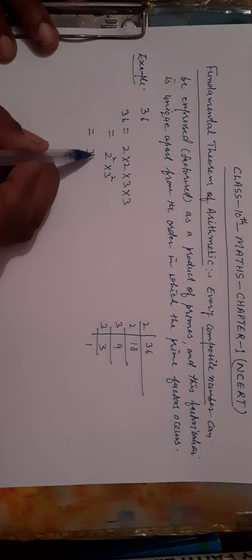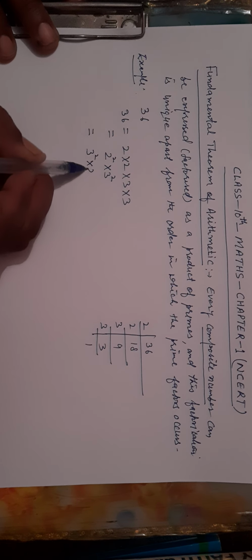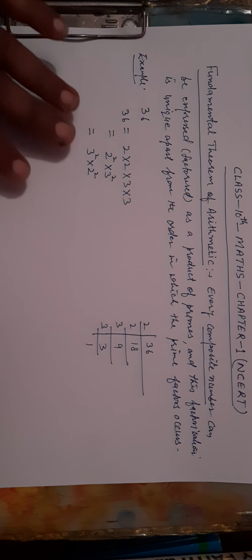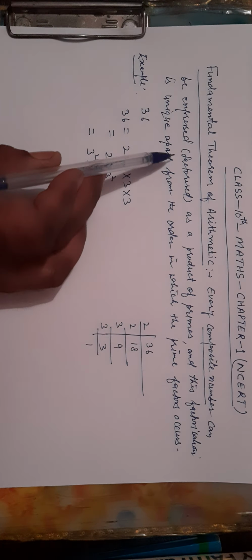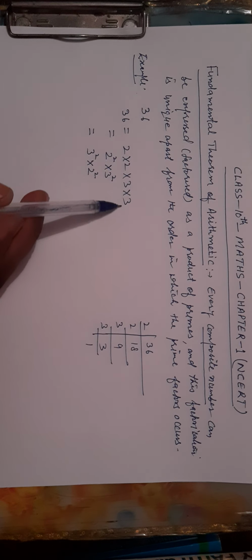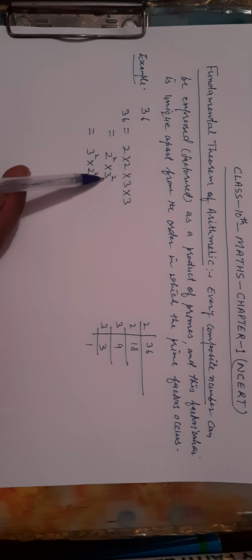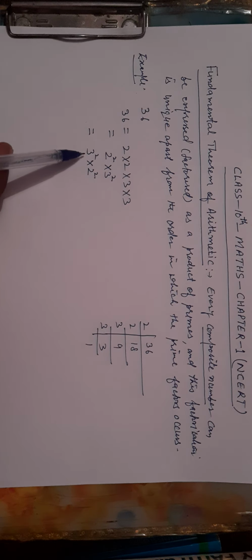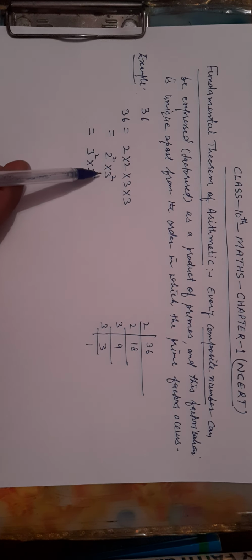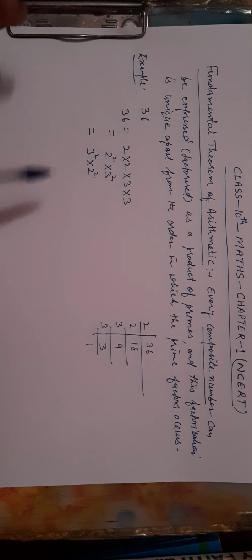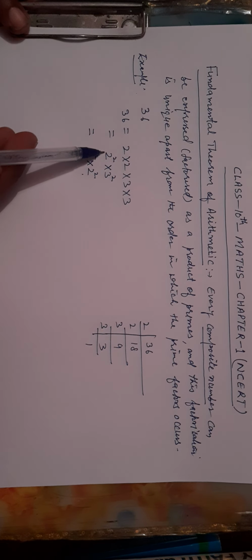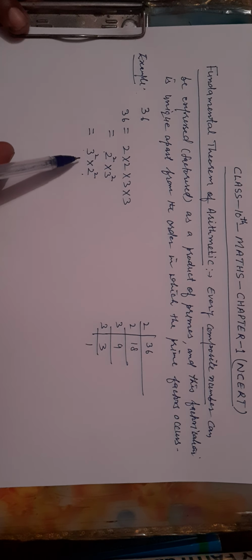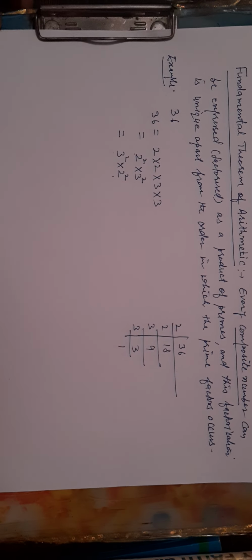It can be like this: 3 raised to the power 2 into 2 raised to the power 2. But it will remain the same. Now see the definition. Every composite number can be expressed as a product of primes. Prime numbers are there, product of primes is here, and this factorization is unique. It will remain 2 raised to power 2, 3 raised to power 2. Only the order can change. 3 can come first, 2 can come after, or 2 can come first or 3. But this will be unique apart from the order. Order can be changed. We will take one more example for this.